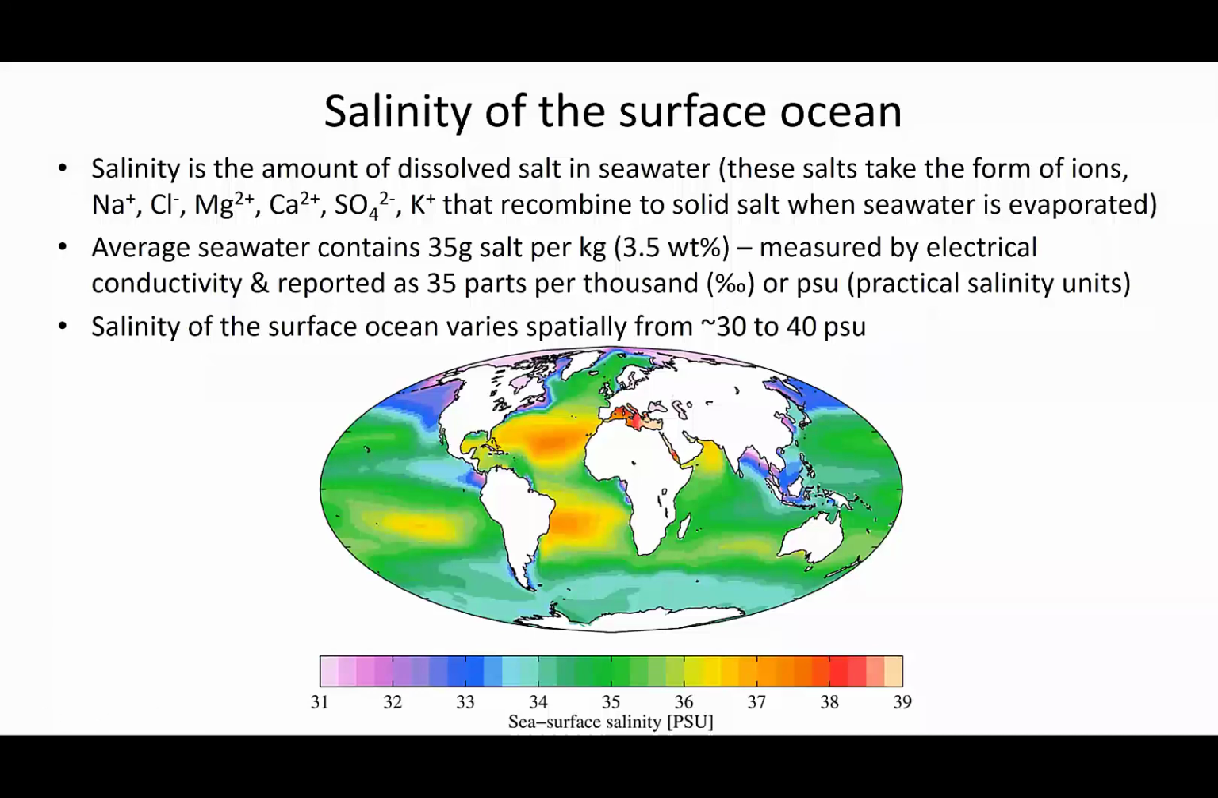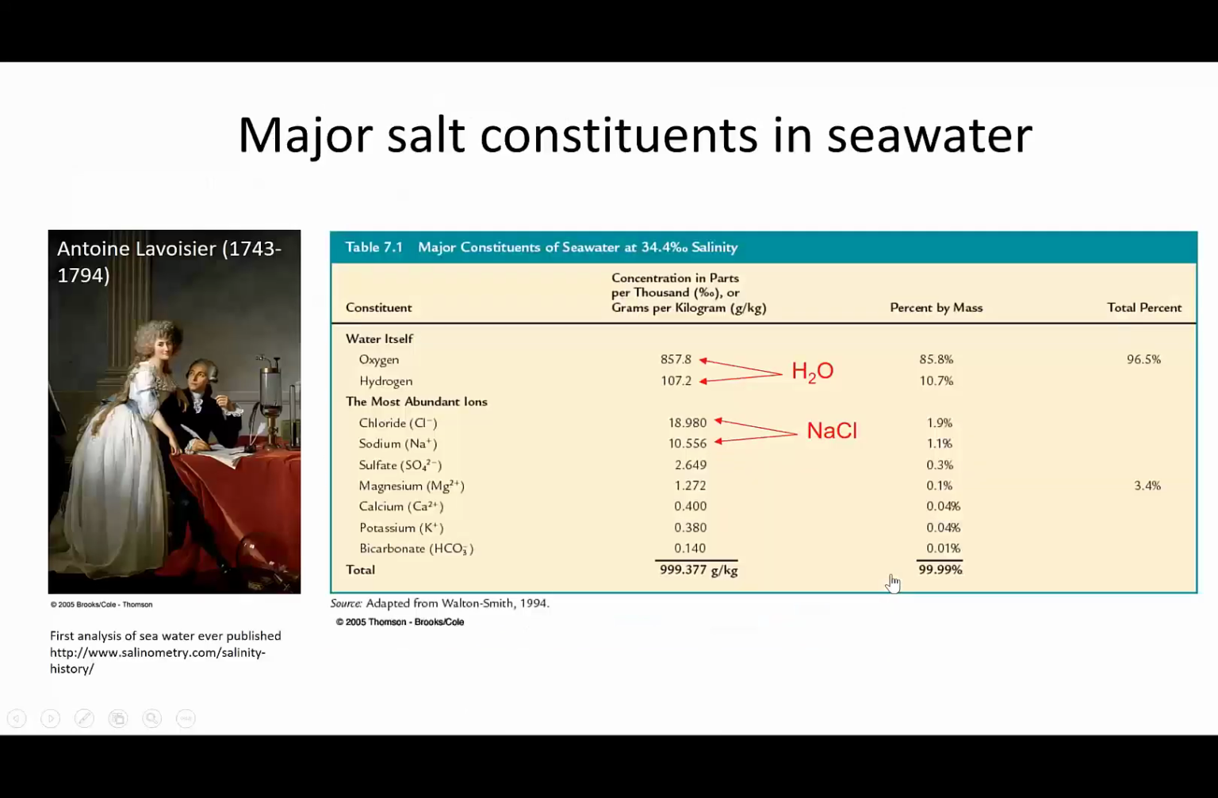If we look at the salinity of the surface ocean, what we see is it varies quite a lot from place to place, between about 30 to 40 practical salinity units. And so we'll have a closer look at why we get this variation in the surface ocean. The French chemist Antoine Lavoisier and his wife Anne-Marie first measured salt in the ocean. Looking at the analysis of seawater, here we have the concentration in parts per thousand, or grams per kilogram.